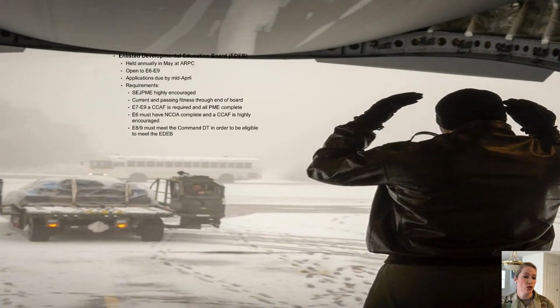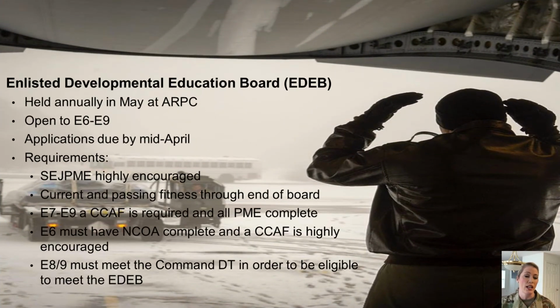So let's roll into enlisted developmental education boards. What is that? That is actually out there right now. There is a suspense coming up for these education opportunities that are above and beyond anything you could probably ever imagine. They are held annually in May at ARPC. This year it got pushed out to June because of everything that's going on. They're open to technical sergeants through chiefs.